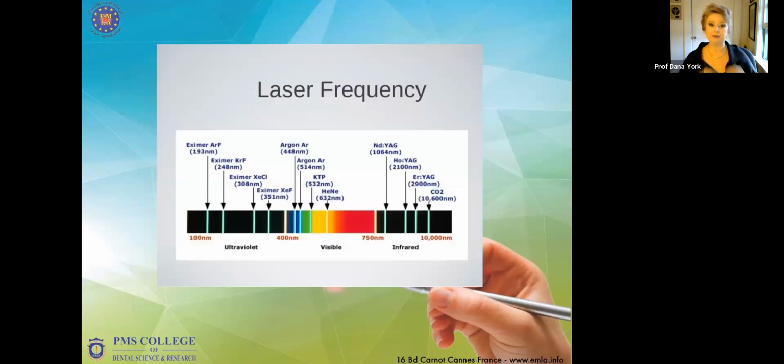Let's see in the spectrum of light where we find the lasers. We have many devices that were built and invented over the years. And we look at the wavelength, from 100 nanometers all the way to 10,000 nanometers. Now for laser therapy, we are in the region of visible and infrared. Visible is only between 400 and 750 nanometers, and then infrared is after that.